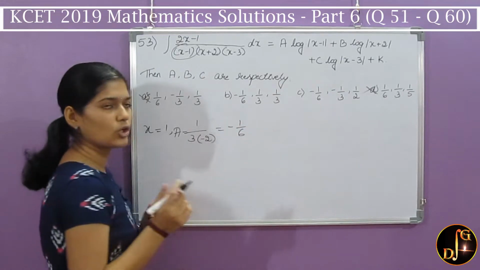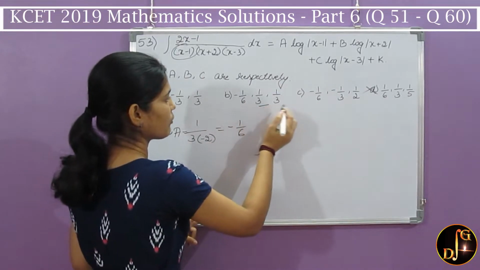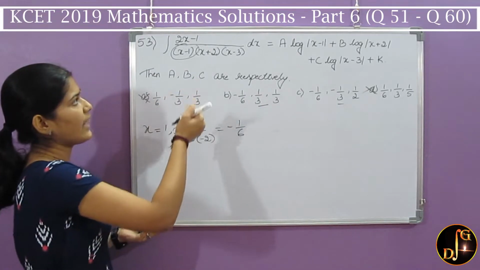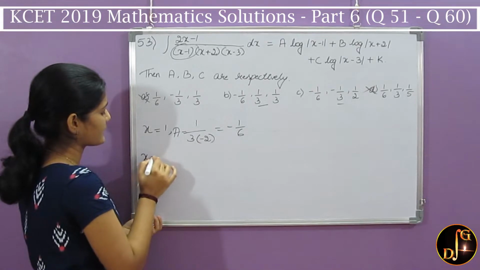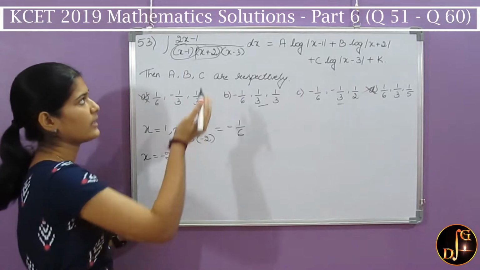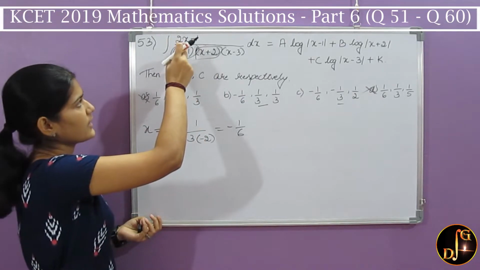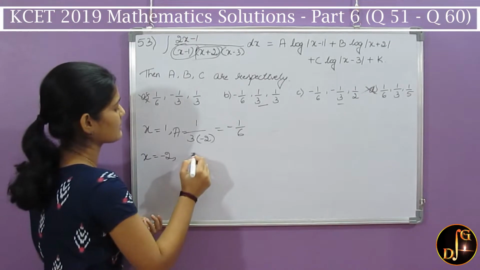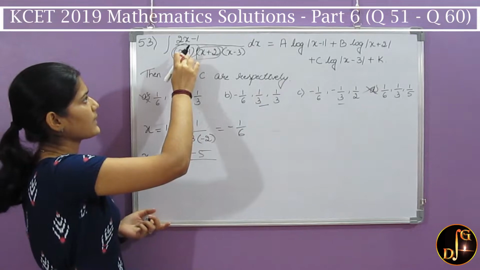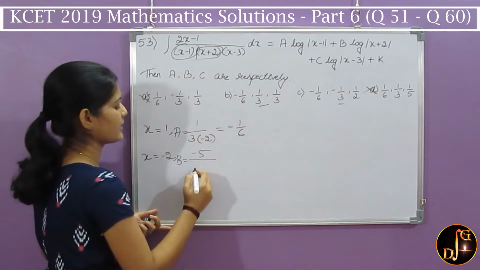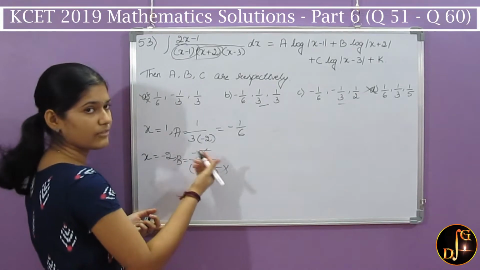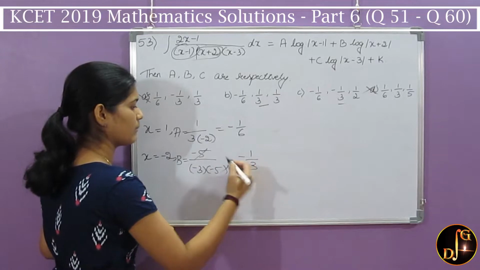We are left with only two options. Here we have 1 by 3 for B and here we have minus 1 by 3. Let's find the value of B. To find the value of B, we have to apply x is equal to minus 2 except for this value. If we apply minus 2 in the numerator, then we will get minus 4 minus 1, that is minus 5, divided by minus 2 minus 1, minus 3, minus 2 minus 3, minus 5, minus 3 into minus 5. So minus 5 and minus 5 get cancelled, we will get minus 1 by 3.